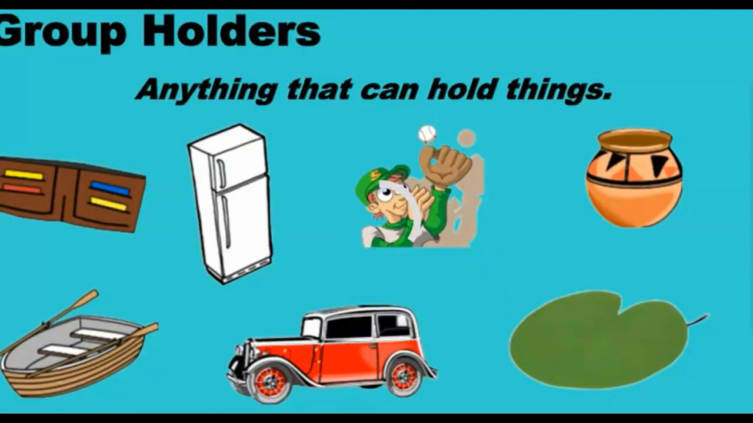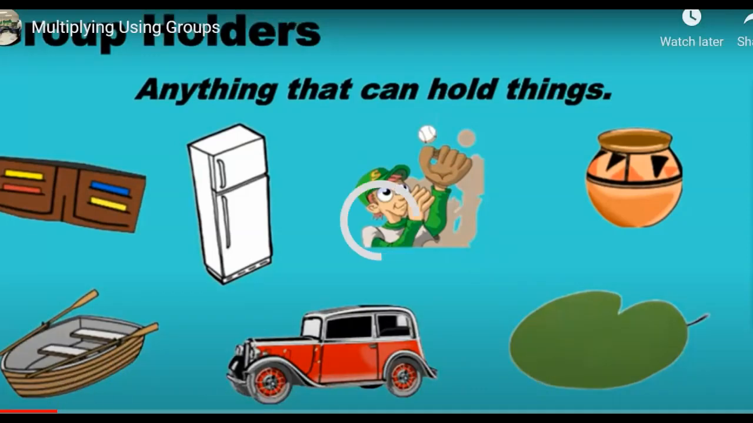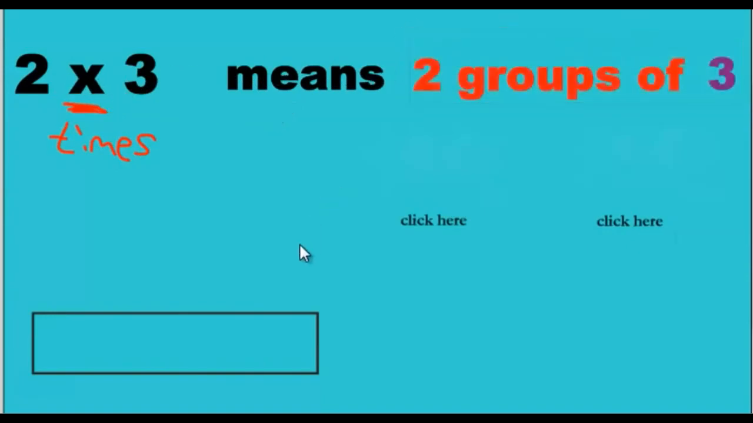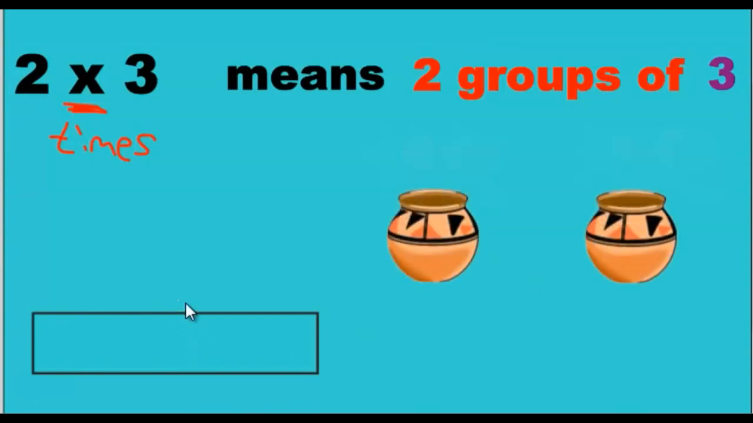Now, so you say 2 times 3. But what does times mean? Look, 2 times 3 really means 2 groups of 3. That times simply means groups. So if it says 2 groups, we need 2 groups. So looking back at the last page, we can pick any 2 of those things. Let's use the pots. Now the second number, 3, 2 groups of 3, that just means you got to put 3 things inside of each of them.